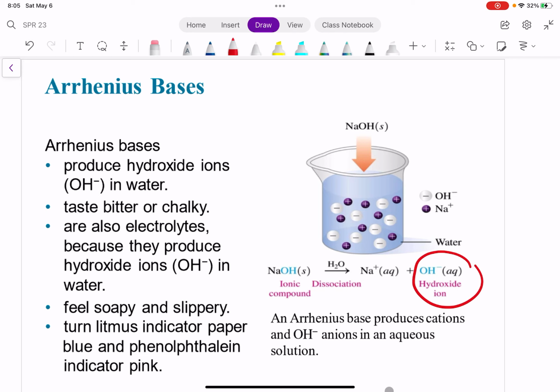In this case, our base is sodium hydroxide, and that's a very common base. You'll use it in lab as well. I don't think we've used it yet, but you will use it in a lab in the future.